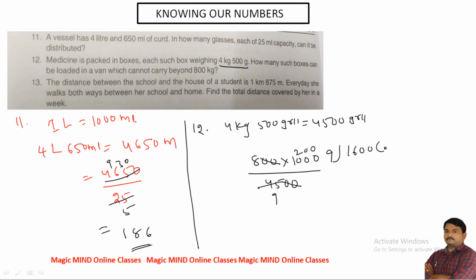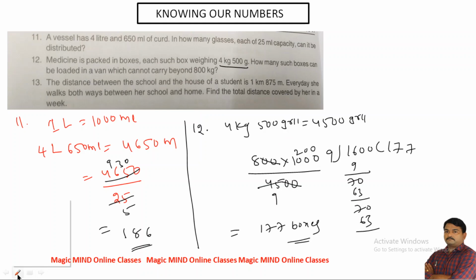1600 divided by 9. 9 ones are 9, 7 left means 70. 9 sevens are 63, so again 7 left means 70. 9 sevens are 63. You should not keep a decimal point because it cannot carry beyond 800 kgs. That's why this is the at most capacity, at most required number of boxes. So 177 boxes are required. I hope you understood. This is the answer for this question.